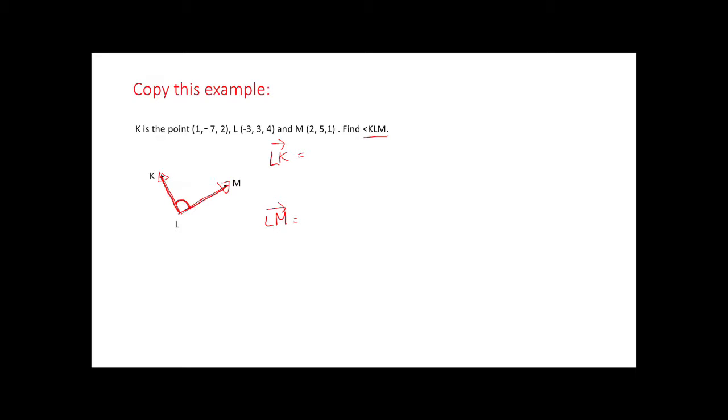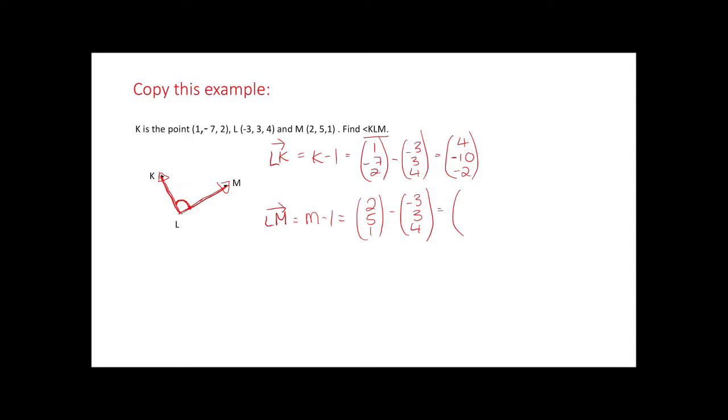So L to K, remember, is going to be K minus L, which is (1, -7, 2) minus (-3, 3, 4). And that gives us (4, -10, -2). L to M is M minus L, which is (2, 5, 1) minus (-3, 3, 4). And that gives us (5, 2, -3). So these are the two vectors that we're going to be using, okay?